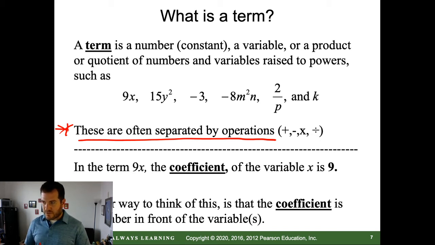So here are some examples of terms, but I'll show you later what that looks like in a math problem. And then the coefficient, basically the way I think about a coefficient is it's the number in front of the variables. So in this term 9x, the coefficient is just 9. In this term 15y squared, the coefficient is 15. The coefficient here is technically negative 3. And this one's negative 8.